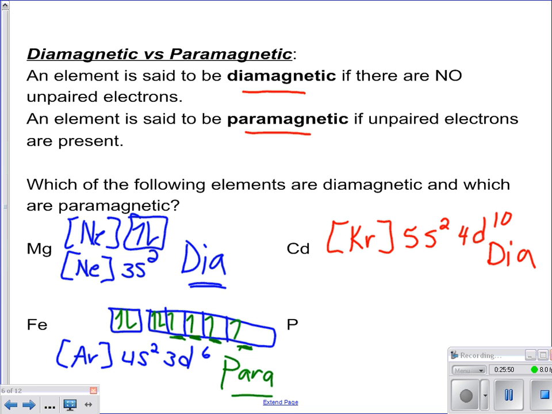And last one, we've got phosphorus, which is going to be neon, and then you've got a 3s2, and then a 3p3. So in that case, do you have any unpaired electrons? Yes, you do. So that one's paramagnetic. All right. So that's what we've got with those things.